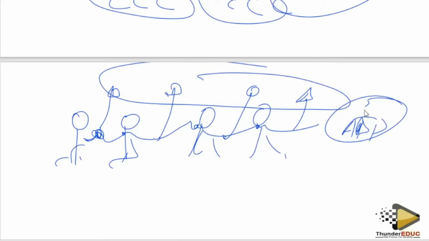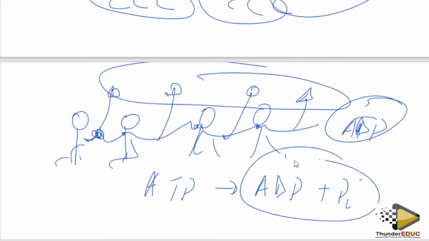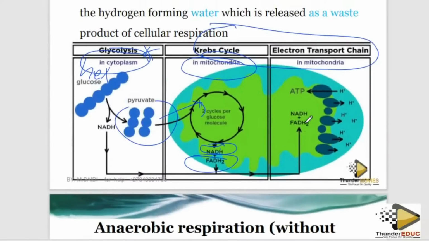Which is called ATP. You understand? So ATP comes from ADP plus an inorganic phosphate. So ATP is adenosine triphosphate. Adenosine triphosphate. And then this is called what?